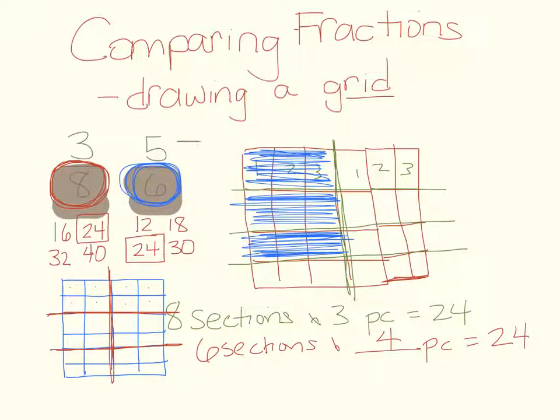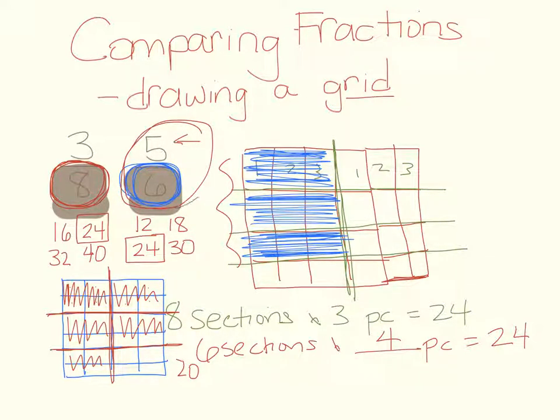And I'm going to color 5 out of the 6. So 1, 2, 3, 4, 5. I colored 5 times 4, which is 20. I colored 20. I colored way more of this one than I did of my first one. Remember, I only colored 9 up here. So 5/6 is bigger.